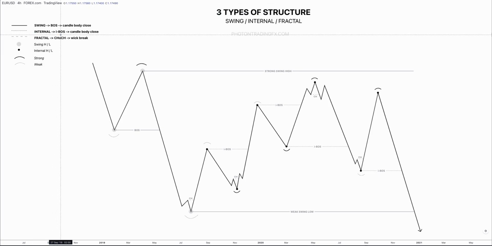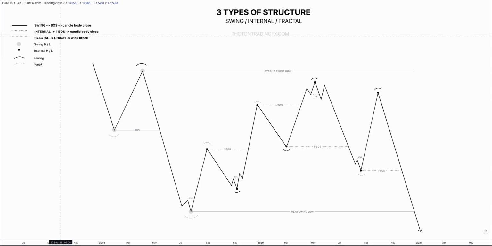Now, I was originally planning to do its own individual lessons on it, just like we have for swing and fractal. But really, you can't draw your internal structure unless you already are drawing your swing structure. You have to have them both at the same time. So I just thought I may as well jump straight into putting all three types together now, and I think it will make a lot more sense.